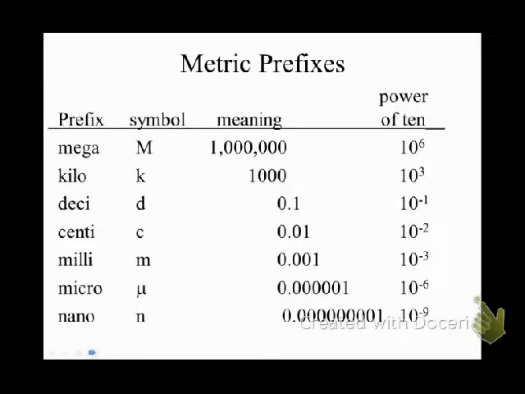So many of the units we use will be based on the metric system. For any base unit, there can be a metric prefix. I've listed the major ones I'd like you to know here. Mega always means a million, kilo 1,000, deci 1/10, centi means 1/100th, milli means 1/1000th, micro means 1/1,000,000th, and nano means 1/1,000,000,000th.